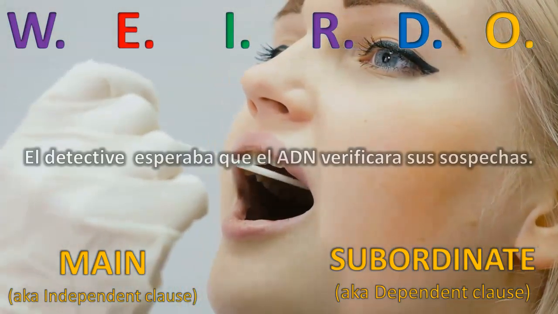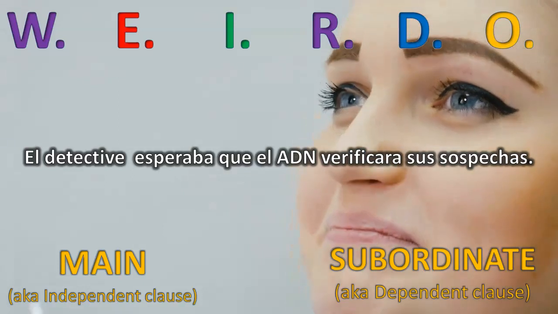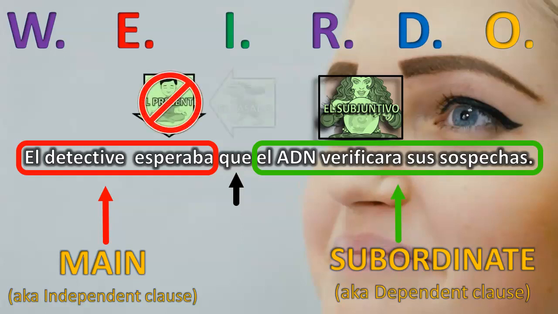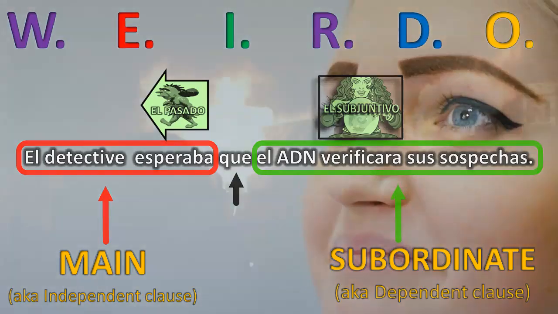Number 7, el detective esperaba que el ADN verificara sus sospechas. Now, the only thing I did different here was to shift this into a past time frame, okay? The detective was hoping that the DNA verified his suspicions, okay? The conditions are still being met. All I did was shift it to the past.